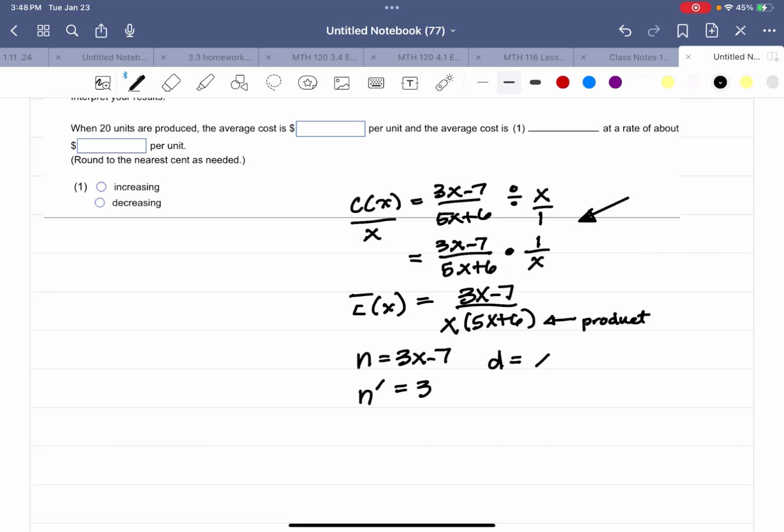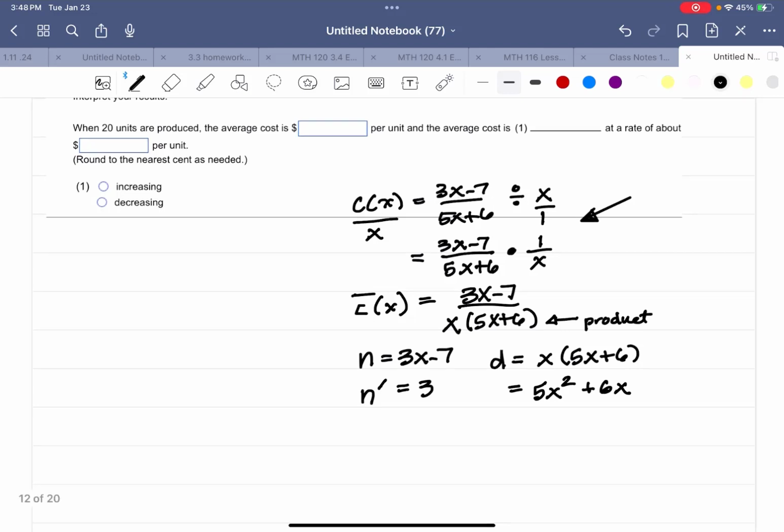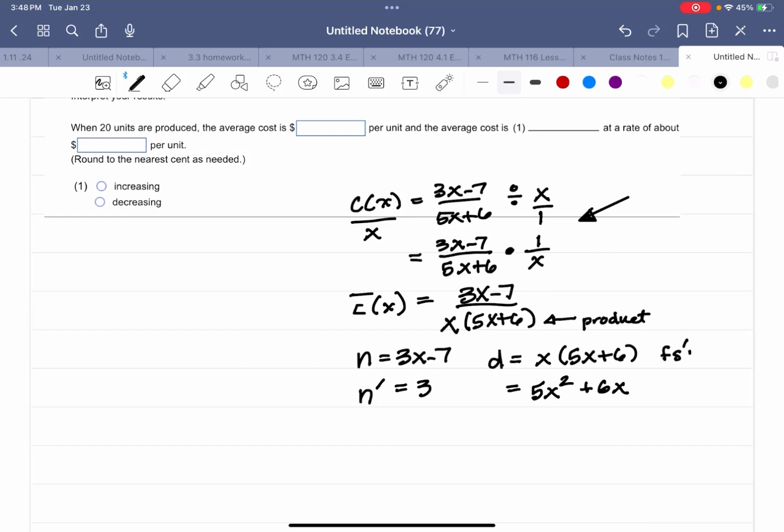Denominator, x times 5x plus 6. And I suppose in this case, instead of doing the product rule, just multiply out: 5x squared plus 6x. We also could do first derivative times the second plus second derivative times the first. But since this is already involved in a quotient, I think it's just as easy to multiply it out.